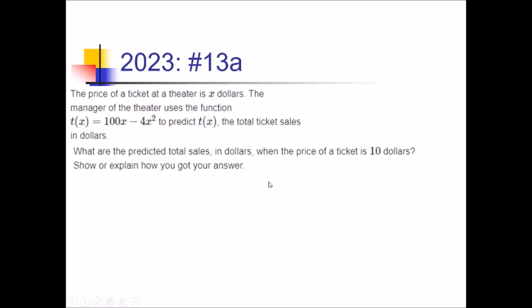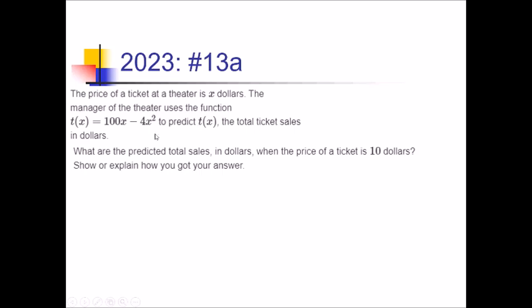For this problem, we've got a 4-parter, and here's the stem of it all. The price of a ticket at a theater is X dollars. The manager uses the function t of x equals 100x minus 4x squared to predict t of x, the total ticket sales in dollars. So basically, you tell me the price of a ticket, and this function is supposed to tell us how much money we're going to get from selling those tickets.